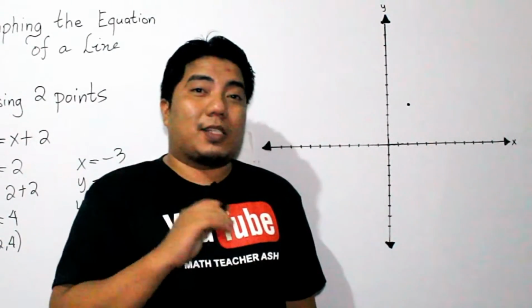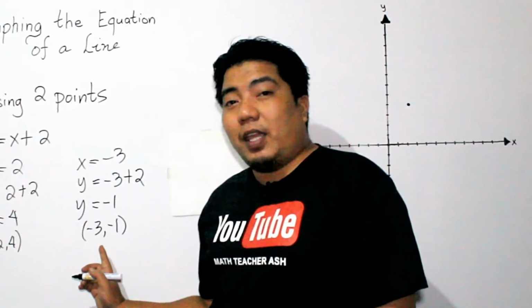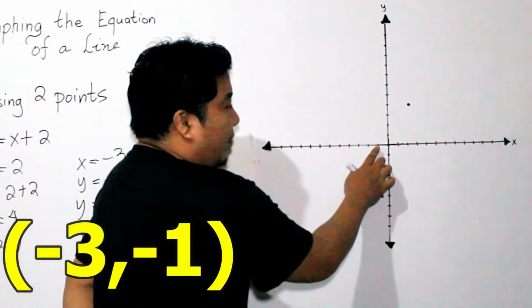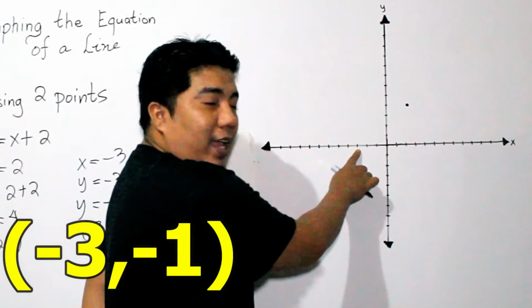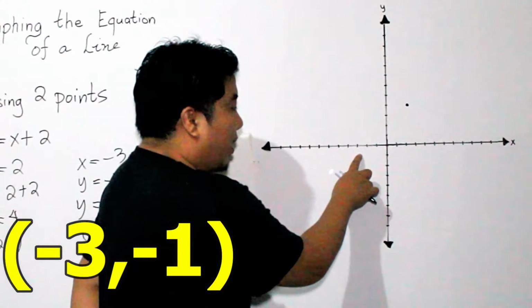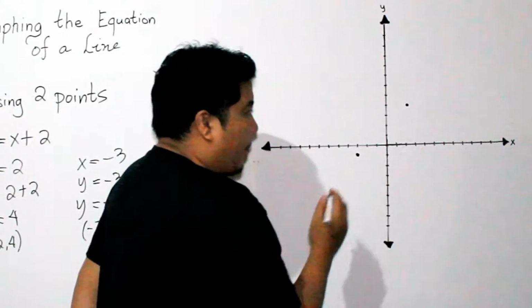Next thing you should do is, you will plot your second ordered pair. That is (-3, -1). Negative 3 is here, negative 1, negative 2, negative 3, okay, for x. And then for your y, negative 1, that is here. So, therefore, your point is here.